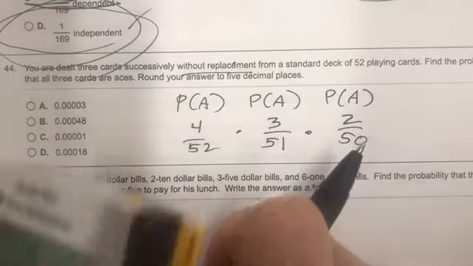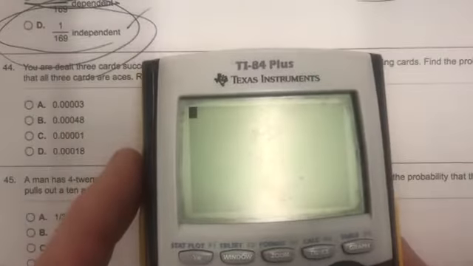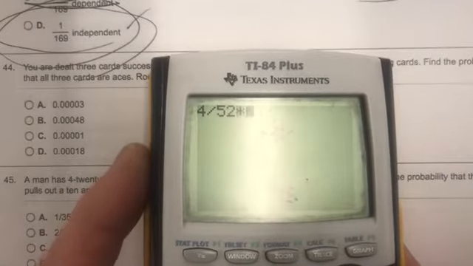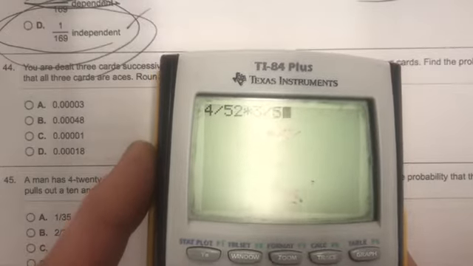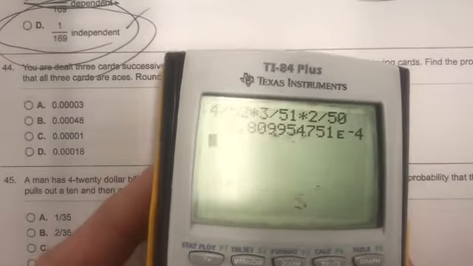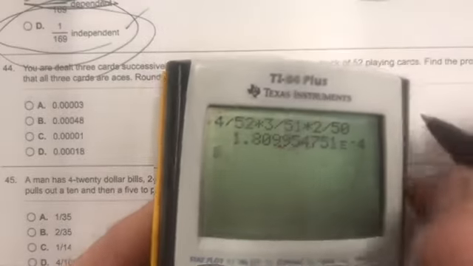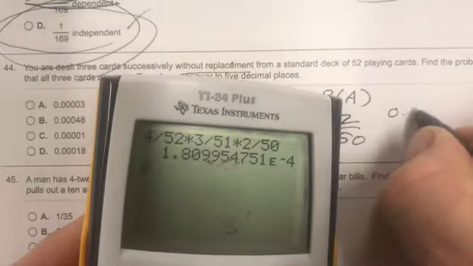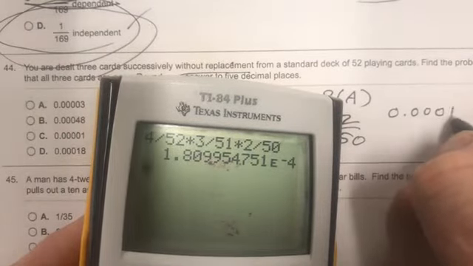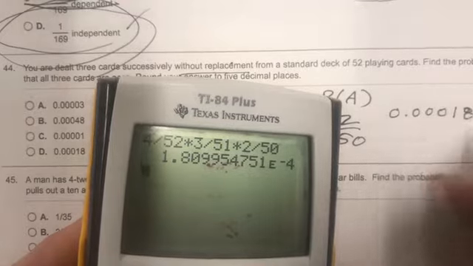So I multiply all 3 of those, and it wants it as a decimal this time. So 4 divided by 52 times 3 divided by 51 times 2 divided by 50. And there it is. Now this e negative 4 means this moves back 4 places. So it's going to be 0.123018099 is what I'm getting here.